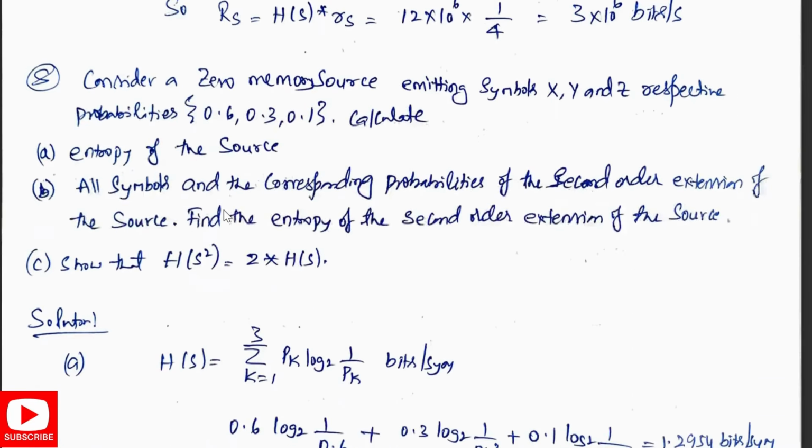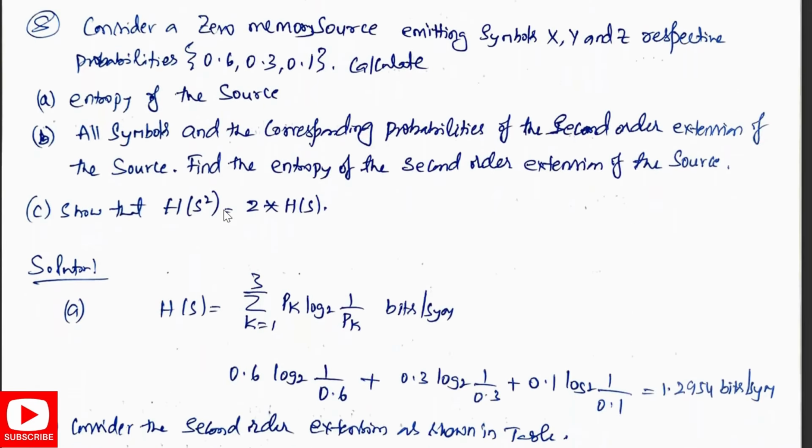Next is, consider a zero memory source emitting the symbols X, Y, Z respectively with probabilities 0.6, 0.3, 0.1. You need to calculate the entropy, all the symbols and the corresponding probabilities of the second order extension of the source. Find the entropy of the second order extension and show that H of S square is equal to 2 into H of S. This is one of the important questions.